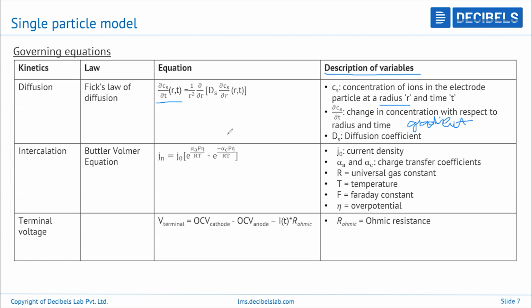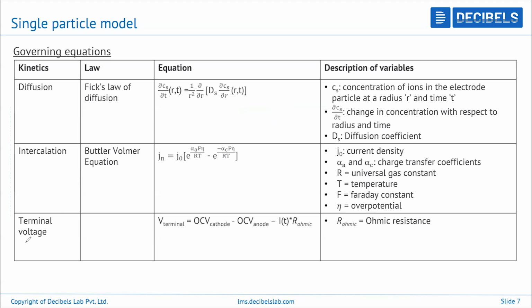This is a classic partial differential equation, and it is solved with initial conditions and boundary conditions. Some assumptions have to be made, for example that some initial concentration of ions is present at the surface of the anode, and boundary conditions have to be given, such as how the concentration changes with respect to radius and time. So these equations depend on the ICs and BCs, the initial conditions and boundary conditions. Then you can use a mathematical solver to solve this particular equation.